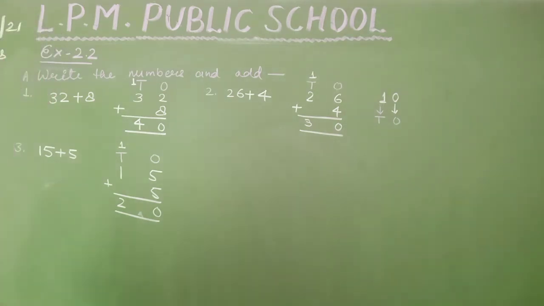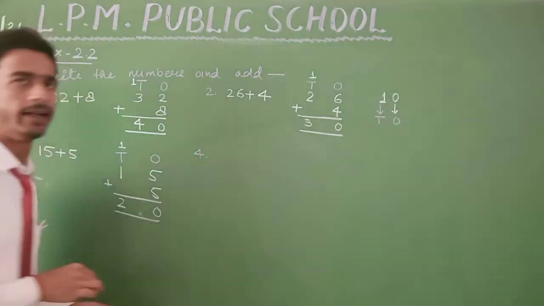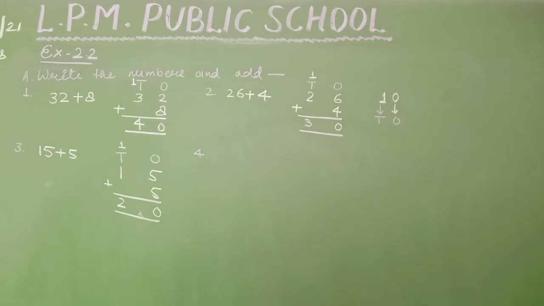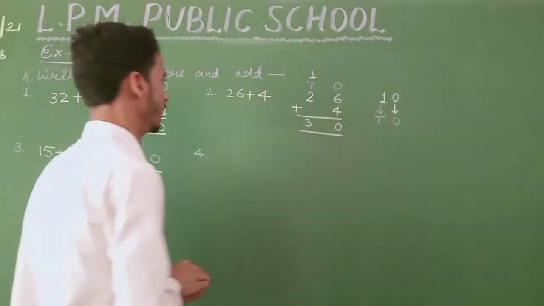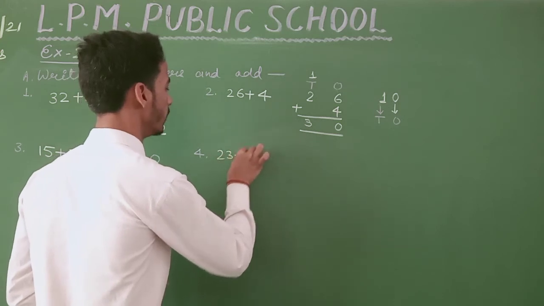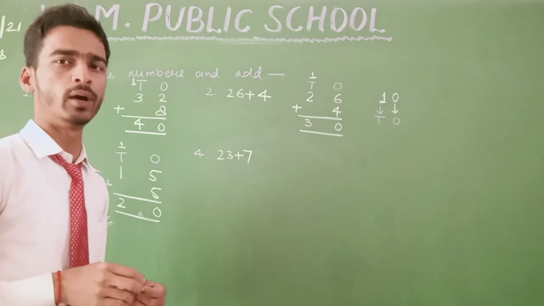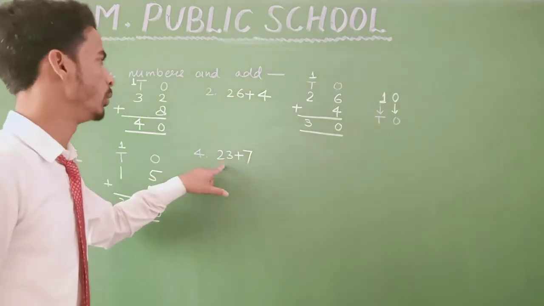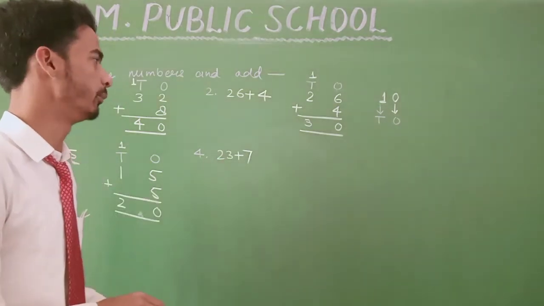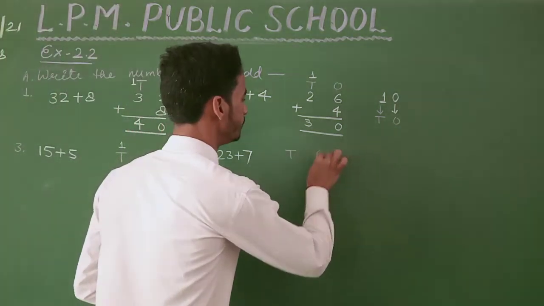The next question is question number 4. What is it? 23 plus 7. We have to add 7 in 23. We have to arrange it in tens and ones columns.